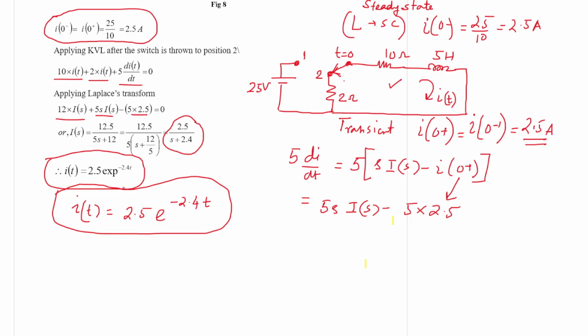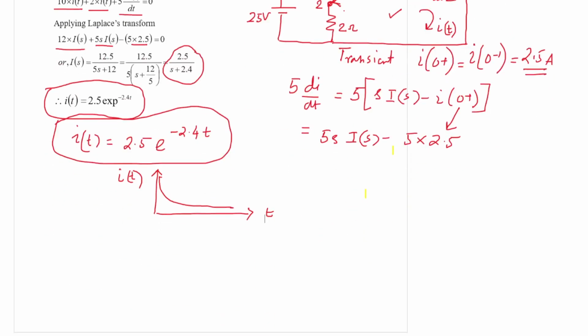Now if you observe this expression, it follows a decaying exponential curve. This is quite expected, because there is no energy source connected at position 2, so whatever energy is stored should be dissipated through the resistors. That is why we have this decaying exponential curve. So this is i(t) and this is t.